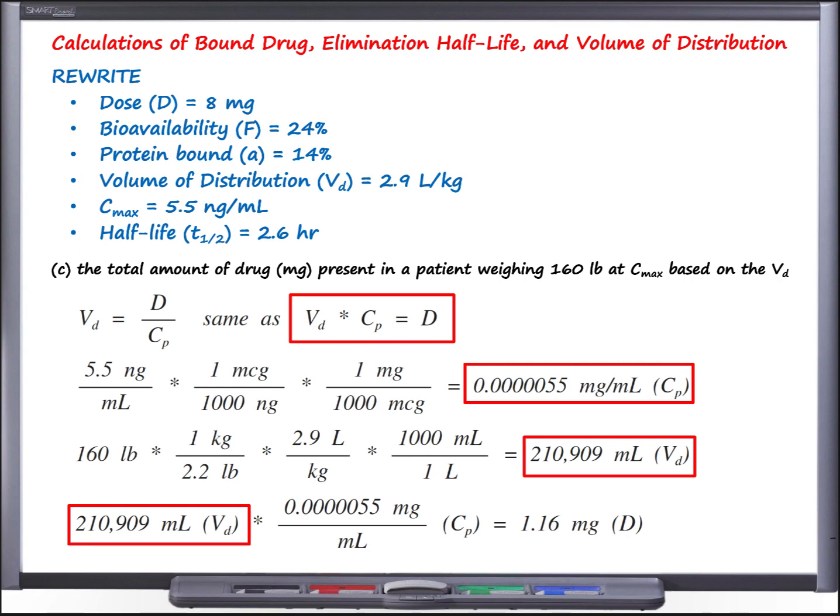My volume of distribution was given as 210,909 milliliters, multiplied by my concentration expressed in milligrams per milliliter. Now milliliters cancel and my final units will be in milligrams. If you do that math, you should get 1.16 milligrams. And that is the dose. That represents the drug that was given to this patient to get the Cmax that we did.